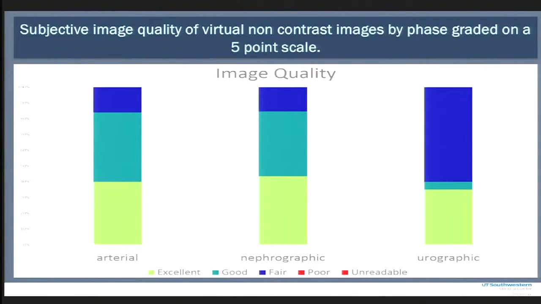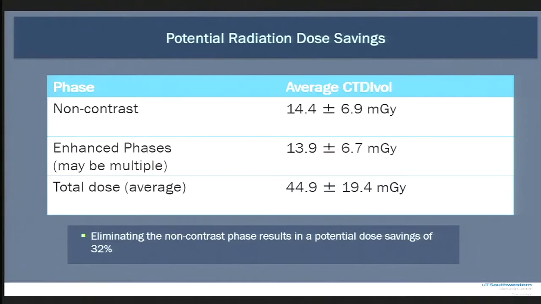And this is subjective image quality of the virtual non-contrast images. For arterial and nephrographic phase images, a majority of the scans were rated good or excellent. Over 50% of the urographic phase images were rated as fair. This was due to incomplete iodine subtraction. And we also calculated the potential radiation dose savings for non-contrast. We averaged the dose for non-contrast, pooled enhanced phases, and the total dose, and we estimated that if we could eliminate the non-contrast phase from all these exams, it would yield an average dose savings of 32%.